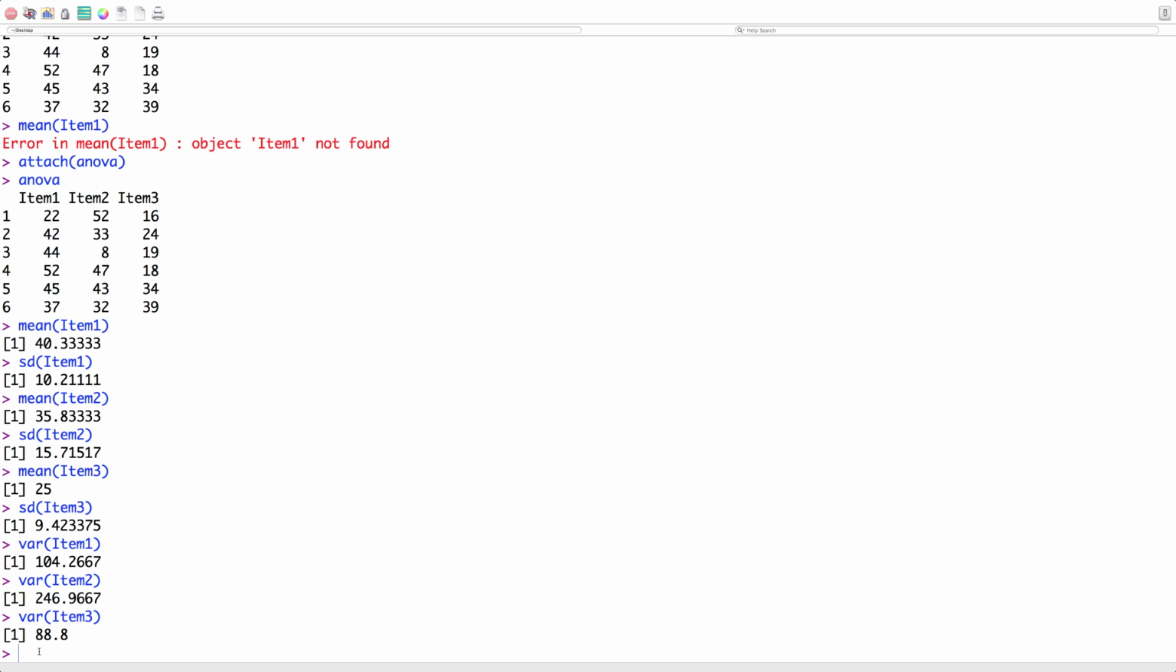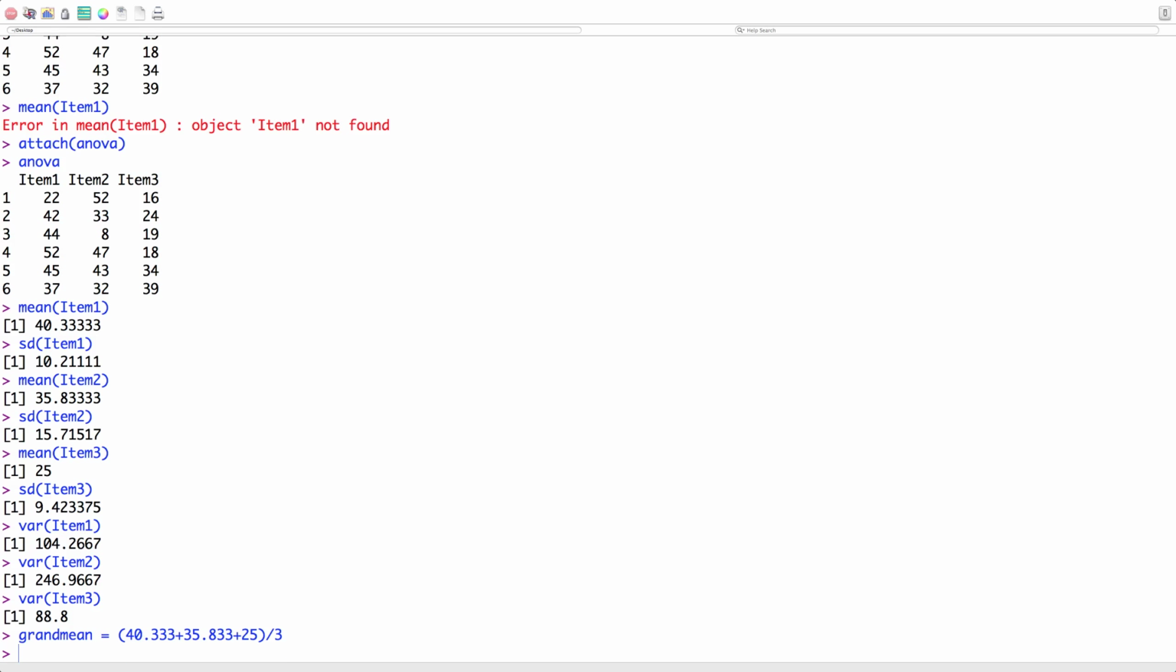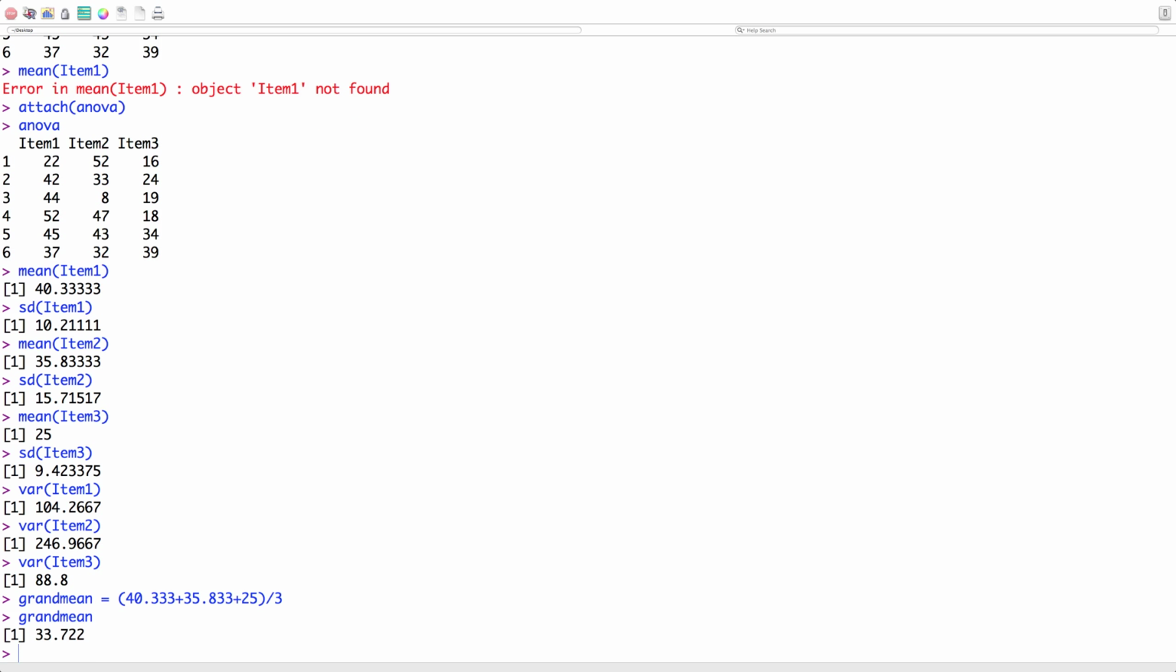So, we need the grand mean, guys. We're kind of lucky here in that we have, going to go out to 2 or 3 places, equal sample sizes. So I can kind of cheat. So the grand mean is 33.722.